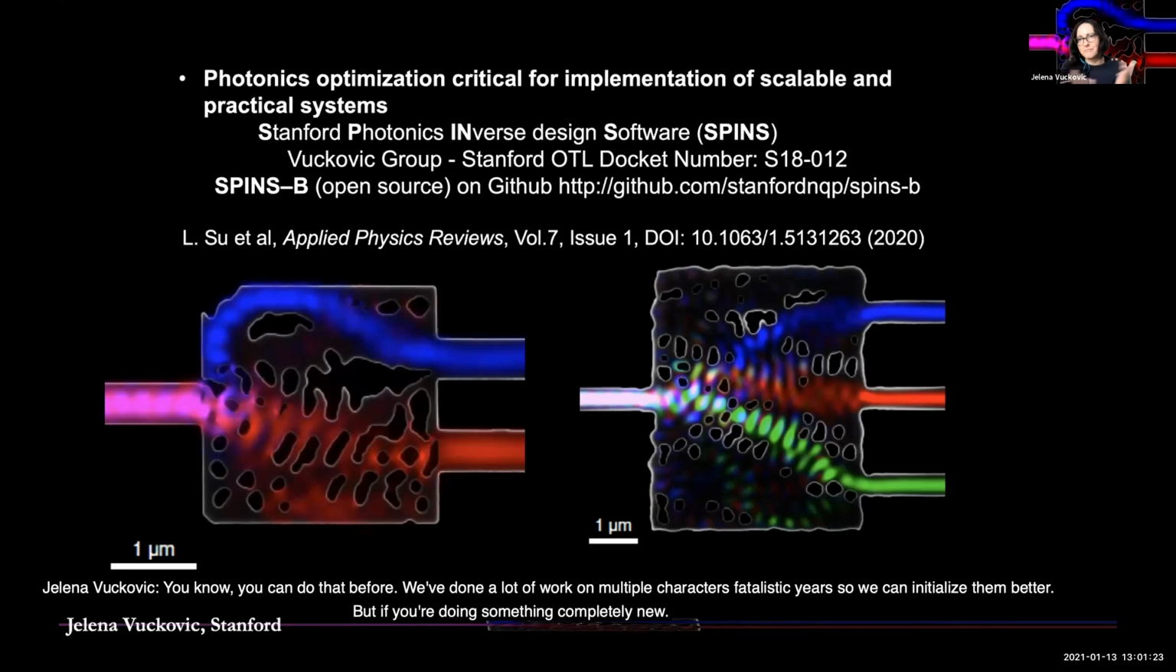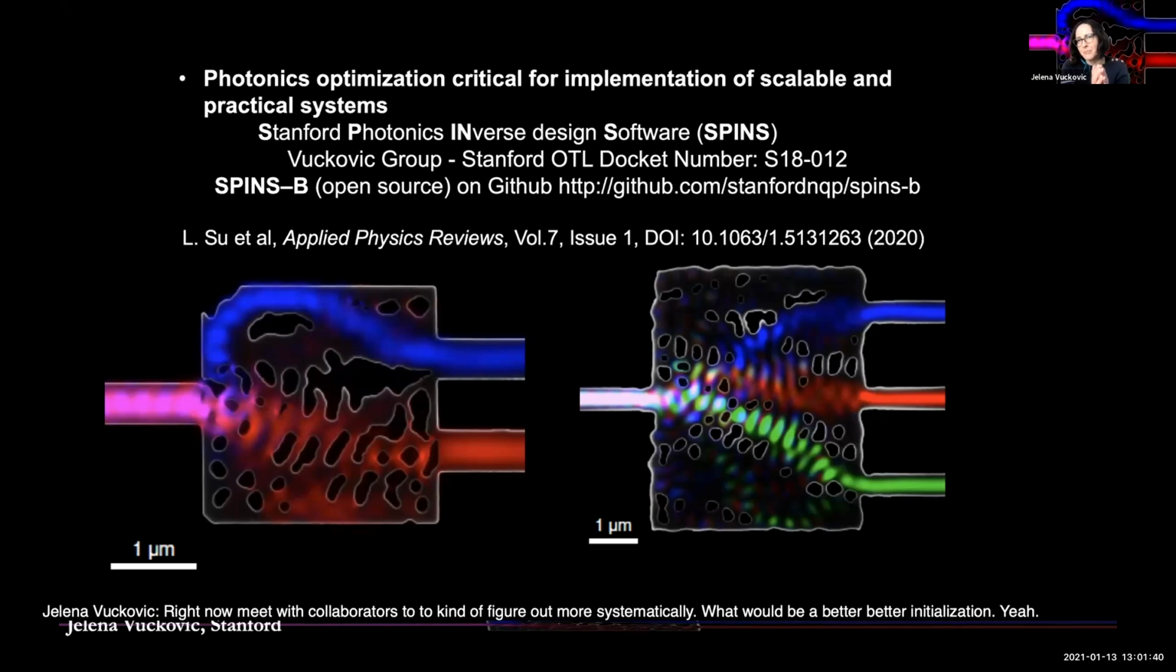We're trying to learn more about how to initialize in a better way so that we speed it up. We've done a lot of work on mode converters and wavelength splitters, so we can initialize them better. But if you're designing something completely new, you may not really know exactly what would be a good guess for initialization, but you can learn along the way. And we're trying to formulate it mathematically right now with collaborators to figure out more systematically what would be a better initialization.